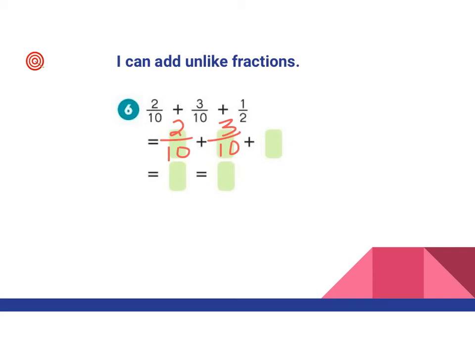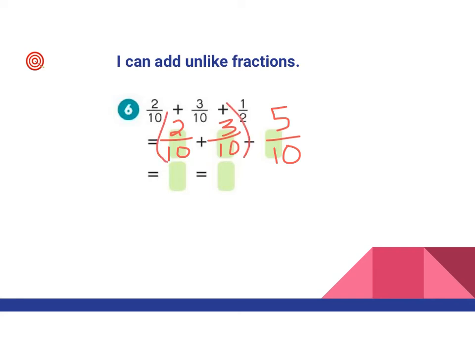Since I've got 2 fractions with a denominator of 10, and I can easily turn that 1/2 into a fraction with a denominator of 10, I ask myself 2 times what equals 10? And it's 5, so I'm going to multiply the numerator by 5 as well. So an equivalent fraction to 1/2 is 5/10. Now I've got 2/10 plus 3/10 plus 5/10.